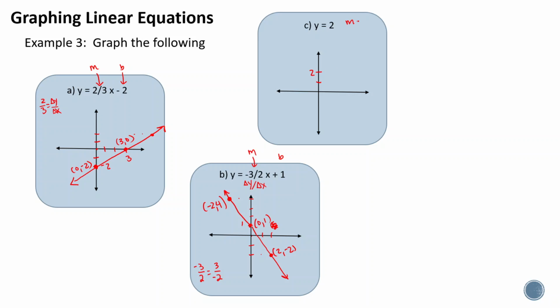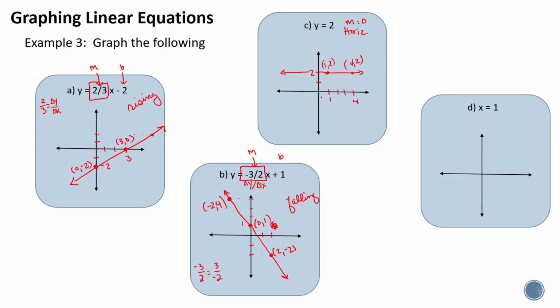Now, if they give you y equals 2, that means our slope is 0 because there's no x. And then we're going to have a horizontal line because no matter what x is, x could be 1, I'm going to have a y value of 2. X could be 4, and I'm still going to have a y value of 2. Okay? So my slope is 0. I get a horizontal line. So the first one is rising because I have a positive slope. The next one is falling because I have a negative slope. And then this one is horizontal because I have a 0 slope.